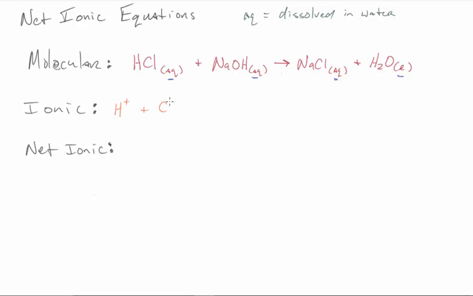So I've got H+ Cl- plus Na+ OH-, lots of pluses. I've got Na+ and Cl-, and then here when I get to the water, again, I can't separate it. It's not aqueous, right? It's a liquid. It's a pure substance. And so again, I write out my ionic equation so that I can identify my spectators.